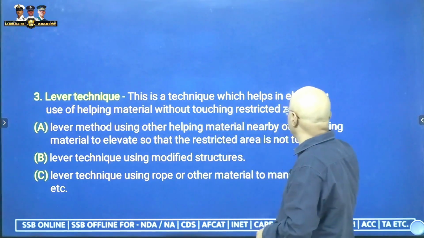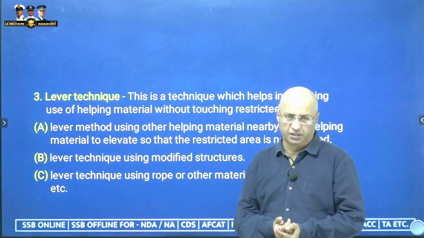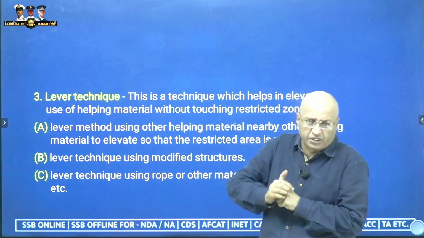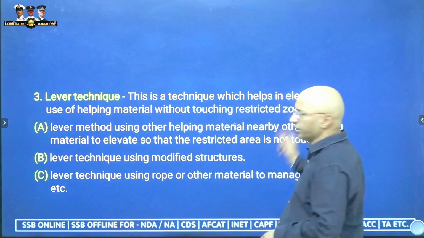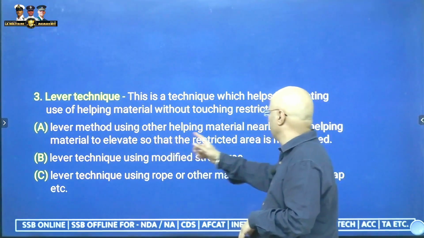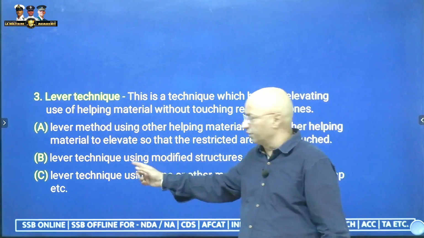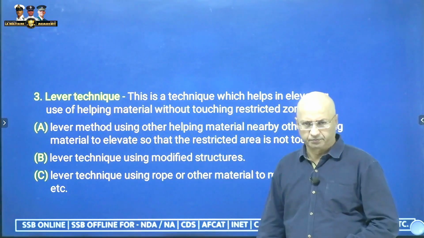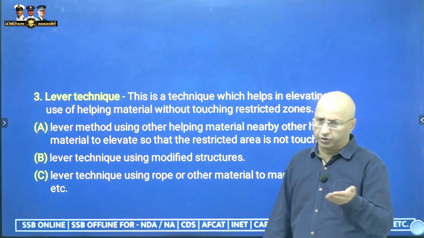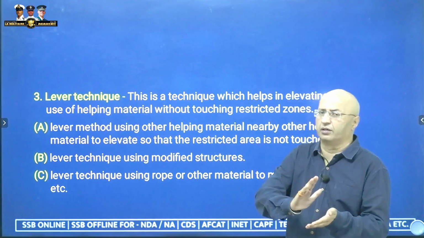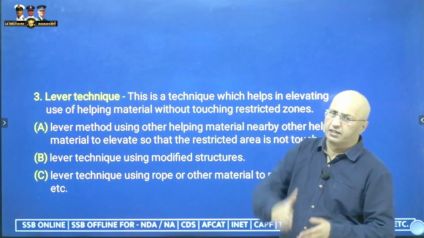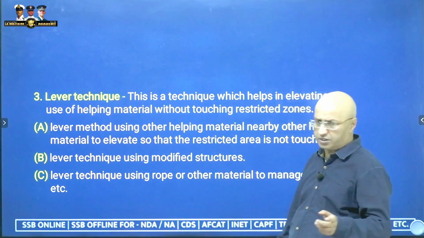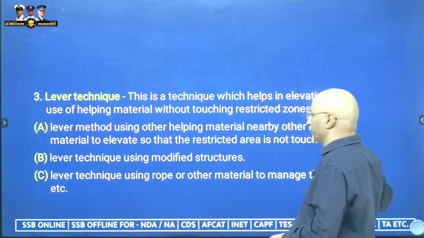So this is a technique which helps in elevating the helping material. Suppose you are not supposed to touch this place, so you'll have to put something here so that it doesn't touch. Same thing, without touching restricted zones. It is the lever method using other nearby helping material to elevate so that the restricted area is not touched. I'll show you that. Suppose there is a line and you cannot touch it, but before that you put a structure so that the helping material gets height and you are able to cross without touching. So this is the lever technique using modified structures, using rope or other materials to manage the gap.